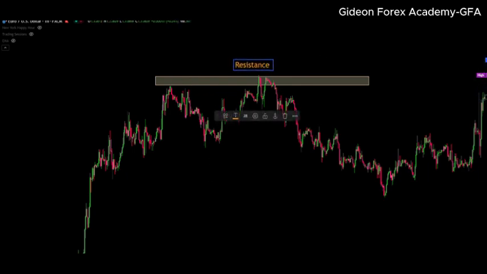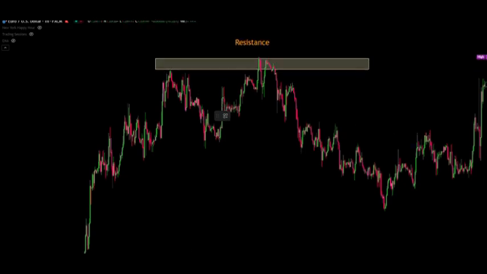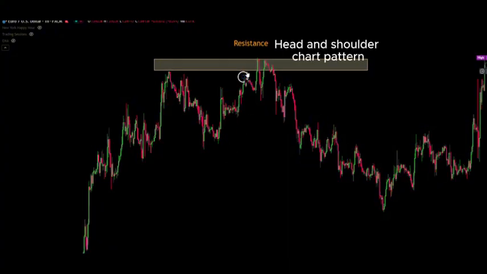So the second thing we are looking for now, since we have seen the resistance, is a chart pattern for our entry to indicate downward momentum. So we can see a head and shoulder pattern already. I'll mark that out. That would be the left shoulder, and that would be the right shoulder. That would be the head right there.